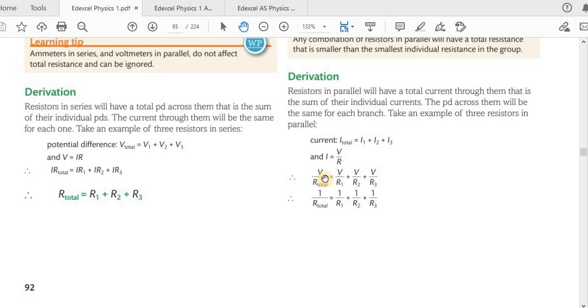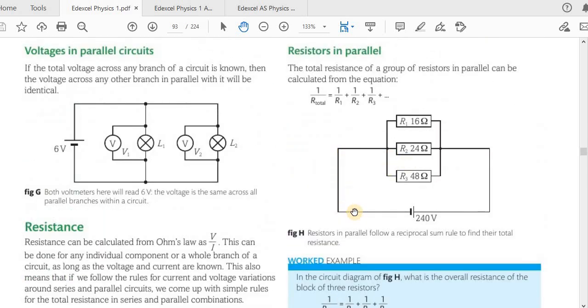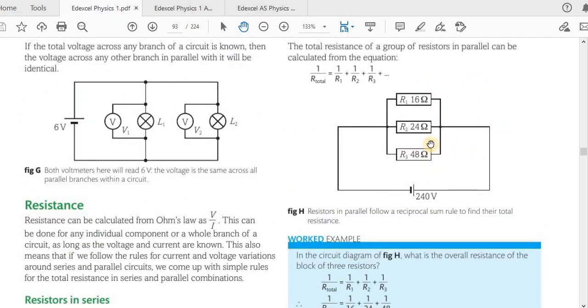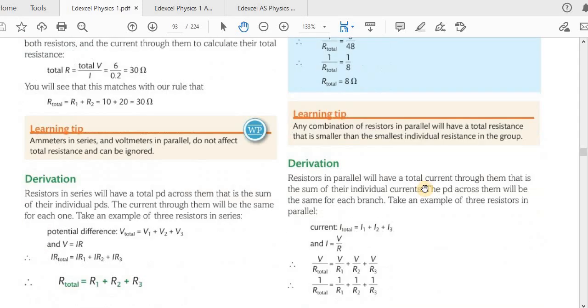Now the total current is V. Now V is the same for all of them, which is 240 volts because they are all in parallel. So when they are in parallel, they will have the same voltage or potential difference across them. So all these resistors have a potential difference of 240 volts, the same potential difference across them because they are in parallel.